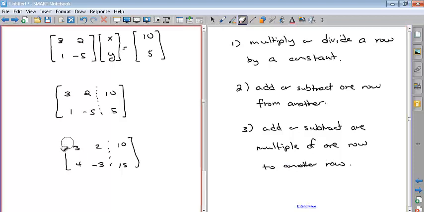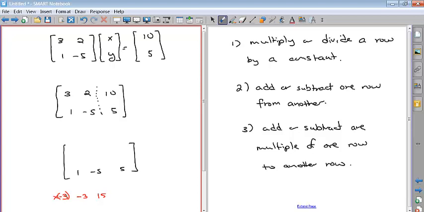So let me give an example of that. Let's take the second row and leave that one the same. So you're going to leave this. And if I took that row and I multiplied it by, let's actually multiply it by -3. So we're going to multiply this row by -3. So you get 1 times -3 is -3. -3 times -5 is 15. -3 times 5 is -15. And then I'm going to add that to my first row.